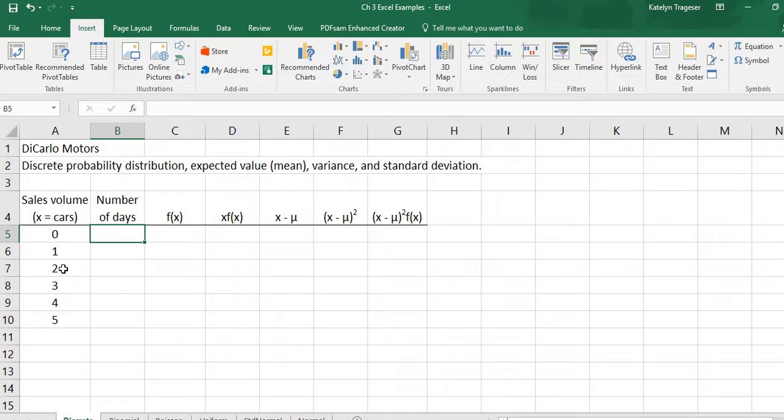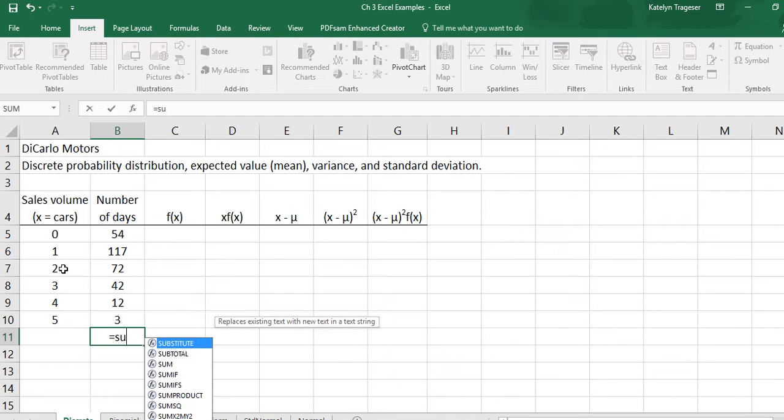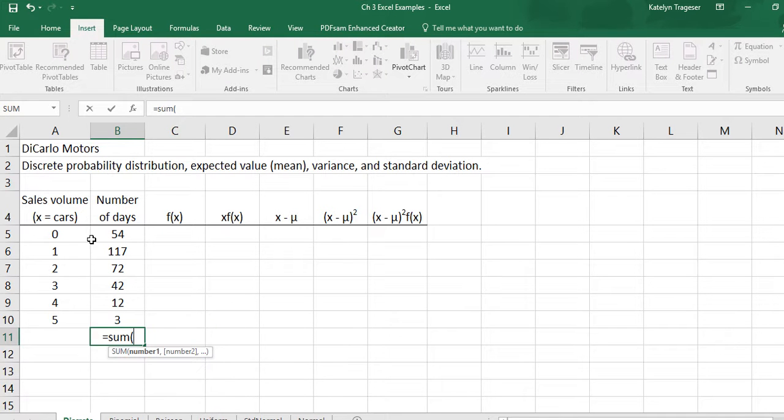0 cars were sold 54 times. 1 car was sold on 117 occasions. Then we have 72, 42, 12, and lastly they sold 5 cars 3 times. So now we want to take and calculate the sum of days. And we again find a total of 300.